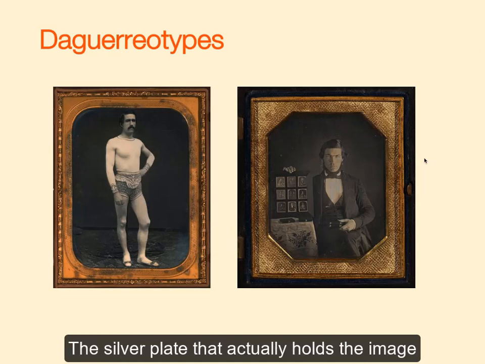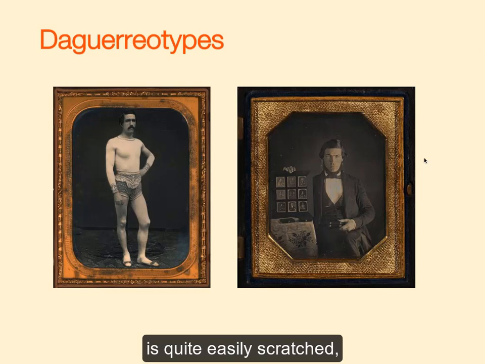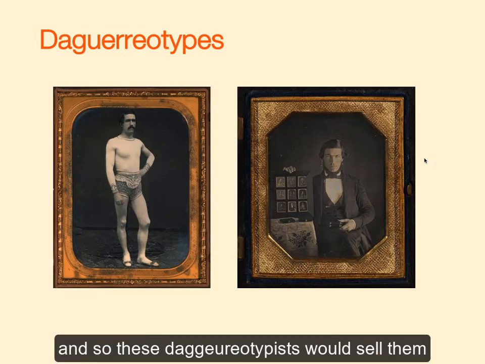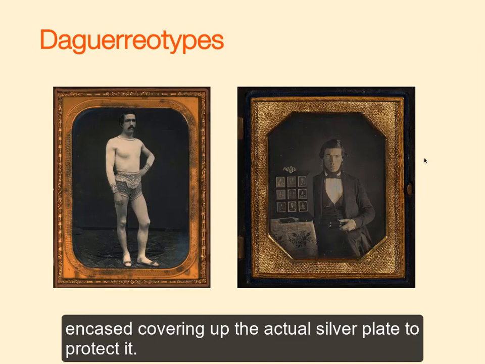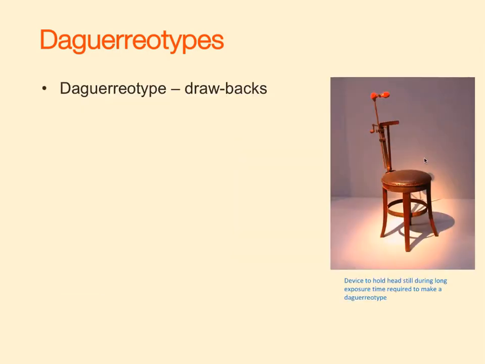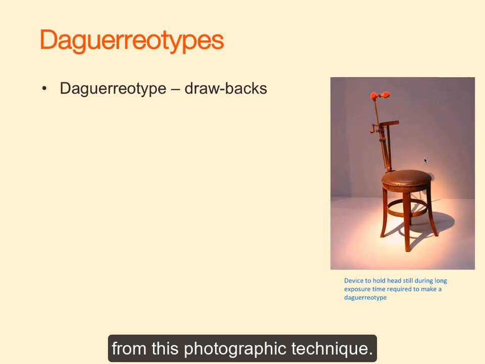The silver plate that actually holds the image is quite easily scratched, and so these daguerreotypists would sell them in a frame like this, where there would be a piece of glass encased covering up the actual silver plate to protect it. There were some drawbacks though from this photographic technique.